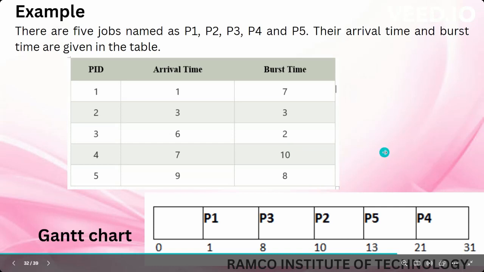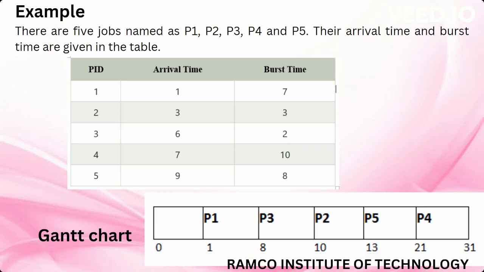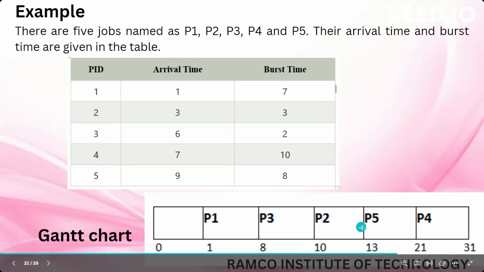So the next least burst time process is P2. The scheduler will select the process P2. P2 will be executed for the next 3 units of time. So the completion time of P2 is 13. 10 plus 3, 13.